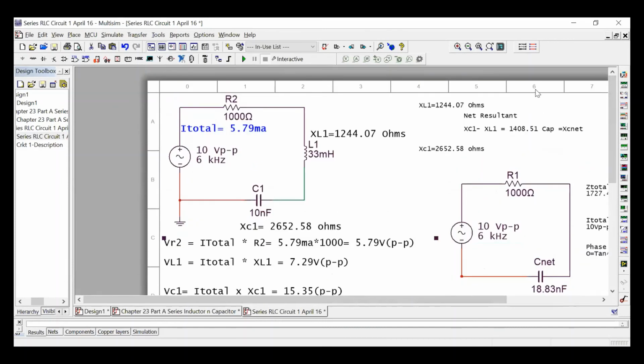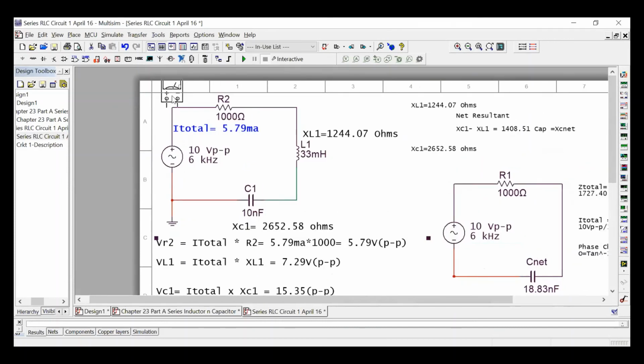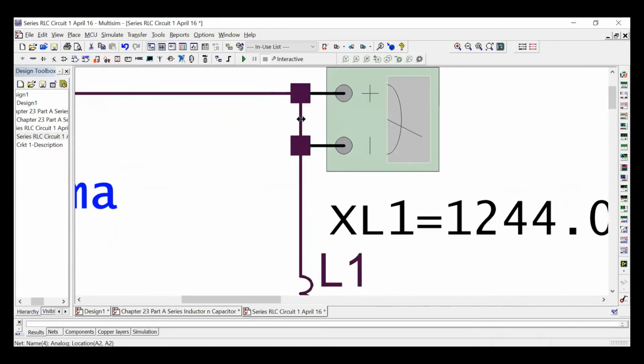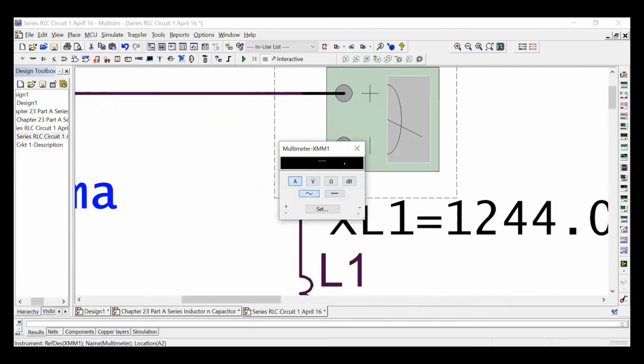So what I want to do is put some meters on here. It's not going to let me put that right there. I'm going to have to rotate this guy around. Get rid of him. Clamp on him. Amps. Voltage. AC voltage. Okay, good.